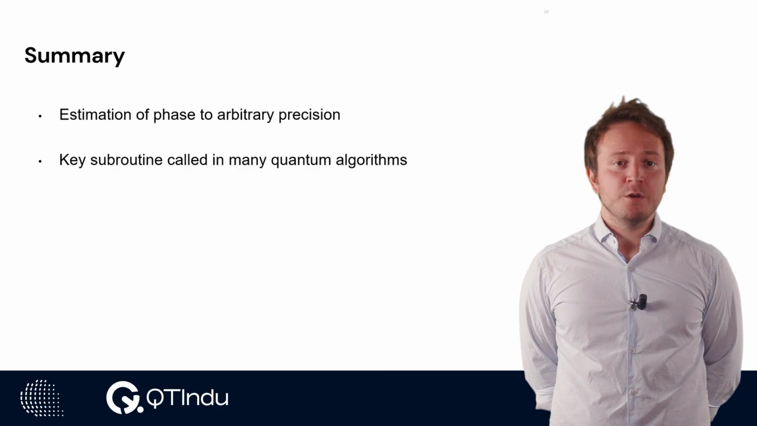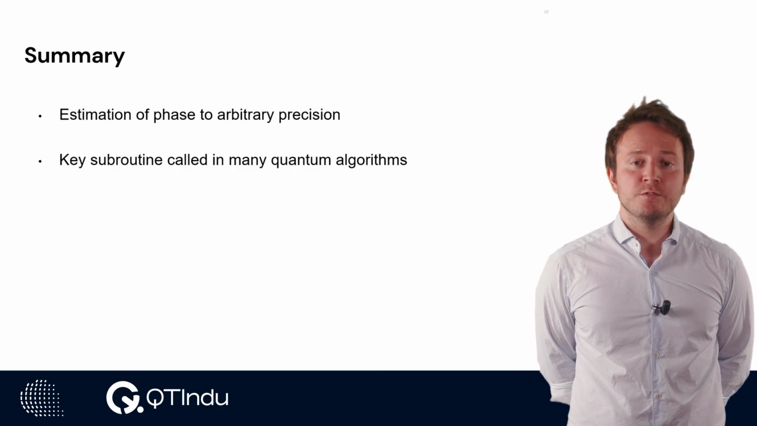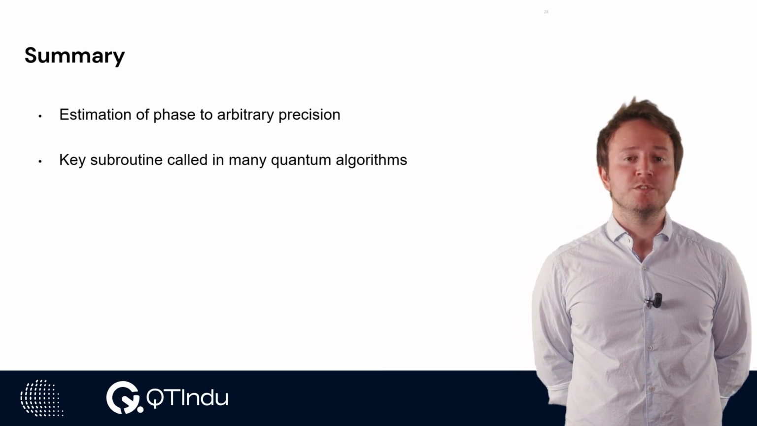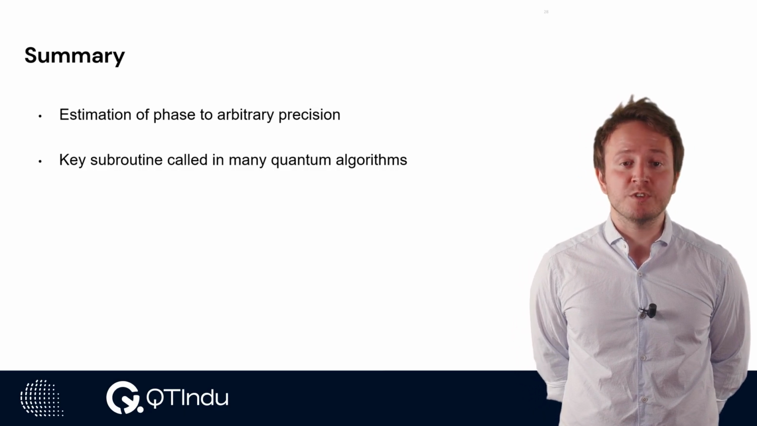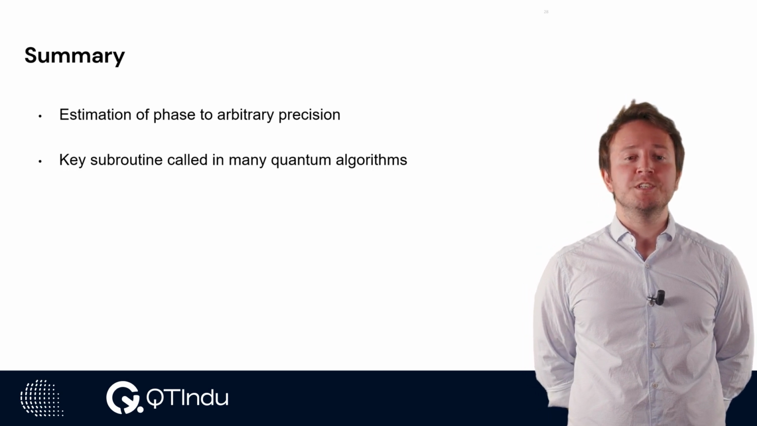Now, in summary, we have now seen that we can estimate the phase of a unitary to an arbitrary precision. And this quantum phase estimation algorithm is a key subroutine in many quantum algorithms, most notably in Shor's algorithm that we will be discussing next.